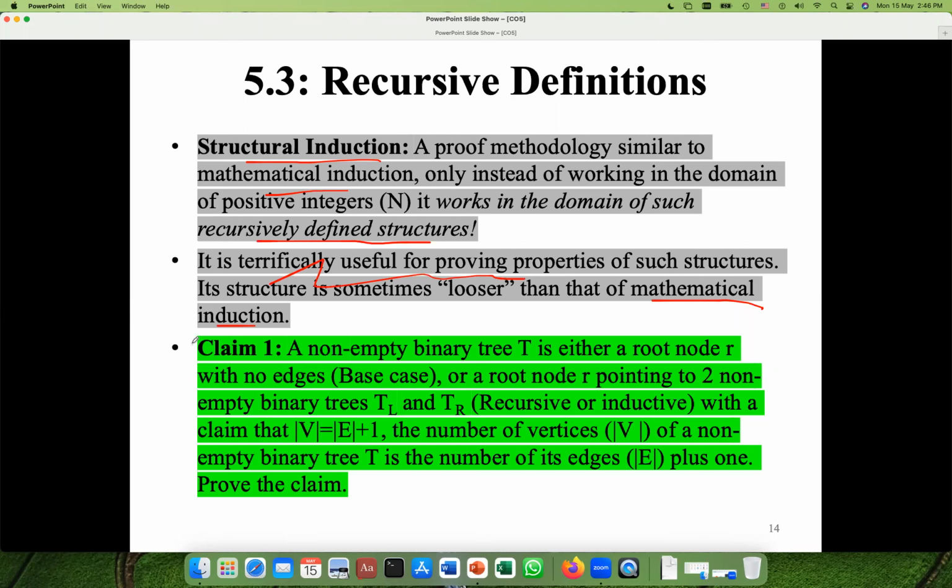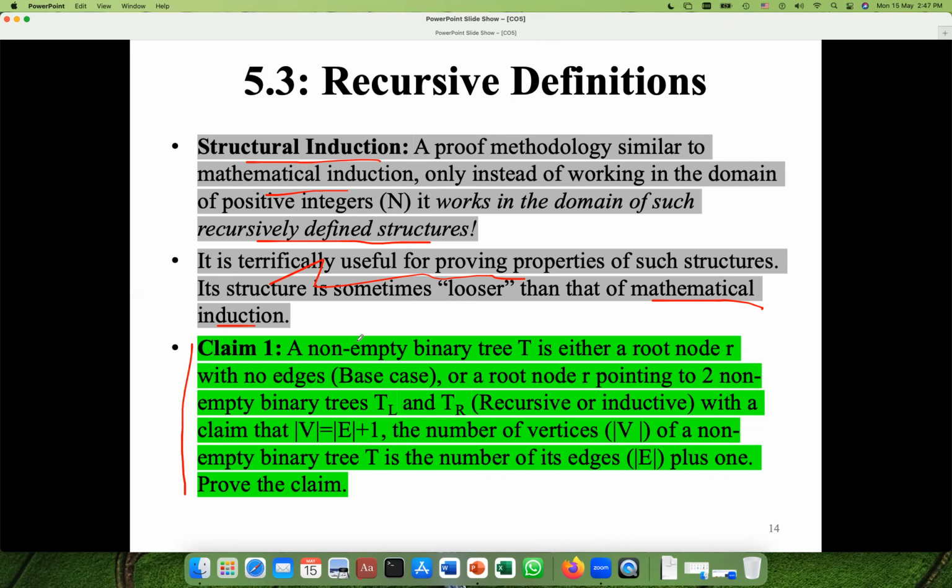Now this is basically a question, but I have given it the heading claim 1, because with structural induction you prove some claims, hypotheses. So that's why I changed the heading to claim 1. Otherwise, it is not a claim. And this is also not available in the book.